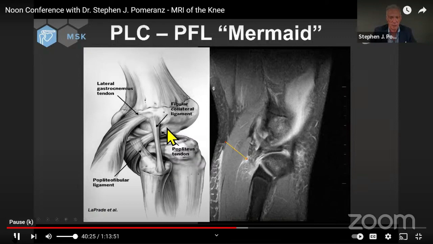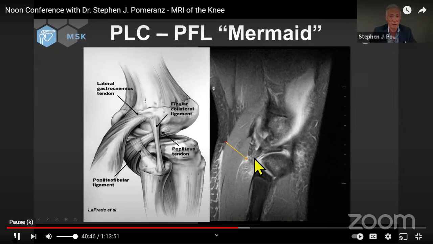But here's the popliteus tendon and the popliteus hiatus where gout loves to occur. And it courses inferior, posterior, and medial into the screen. Inferior, posterior, and medial into the screen. And that structure is not inserting on the fibular head. And that is your pop fib ligament.